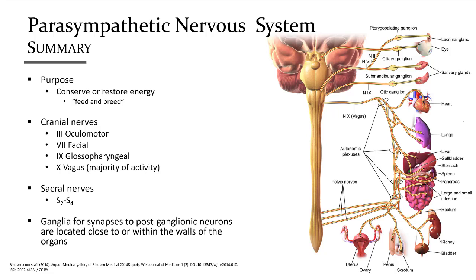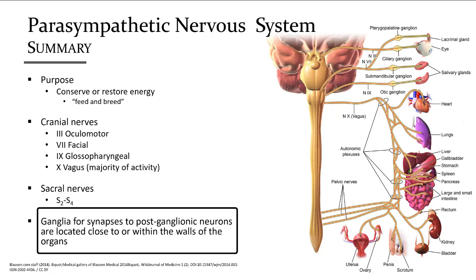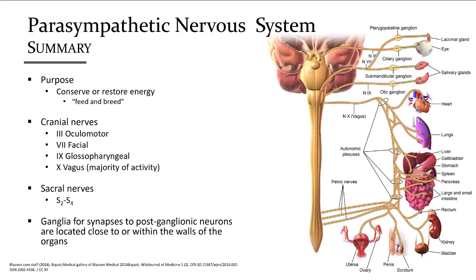The parasympathetic nervous system is feed and breed. We utilize these 4 cranial nerves. The majority is the vagus nerve, as well as S2, 3, and 4 of the sacral nerves. The ganglia are not noticeable anatomically. They are just found within the tissues with a very short postganglionic neuron.